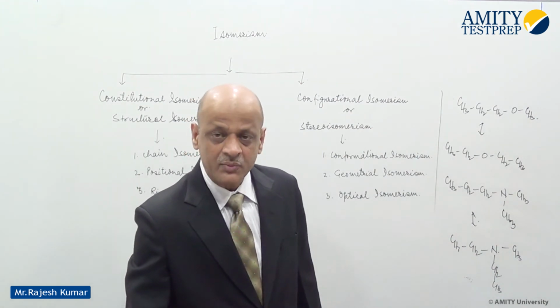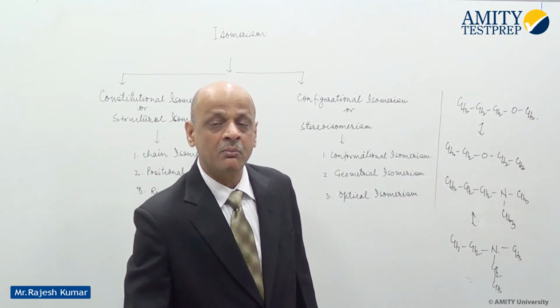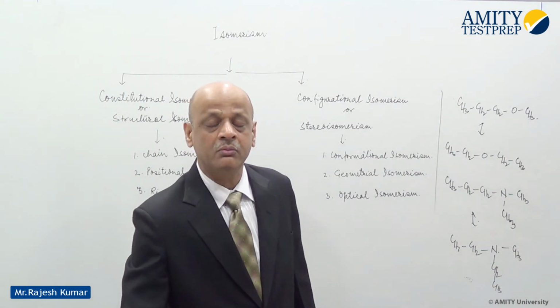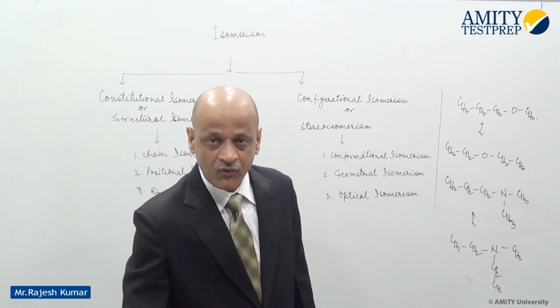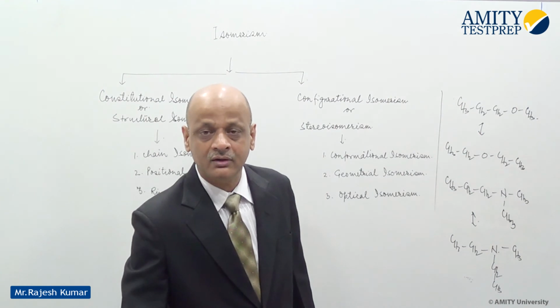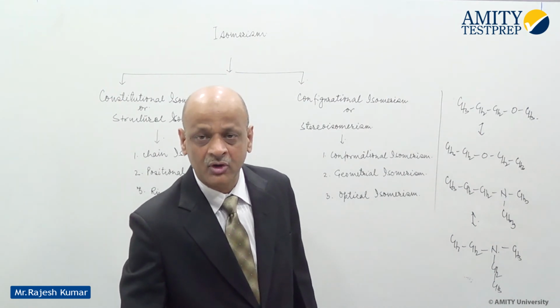So, in case of metamerism, number of carbon on both sides of the functional group, or both or more than one valency of the functional group is quite different. This is called metamerism or metamers.